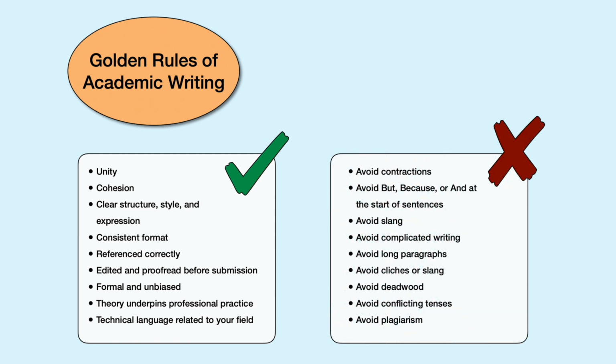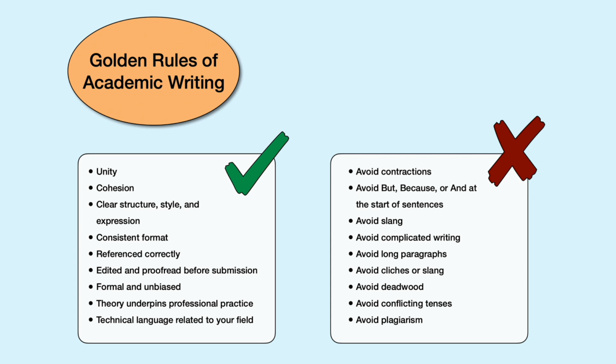And let's think about what not to do. Let's avoid contractions. That's where we use words like it's or haven't. We need it is or have not. Avoid but, because or and at the start of sentences. These are otherwise known as conjunctions. Avoid slang. Avoid overly complicated writing.